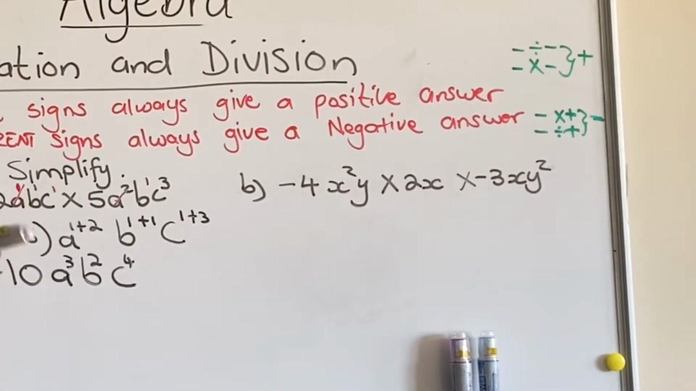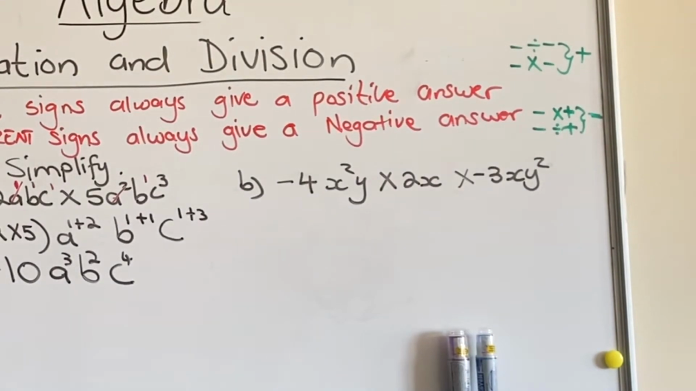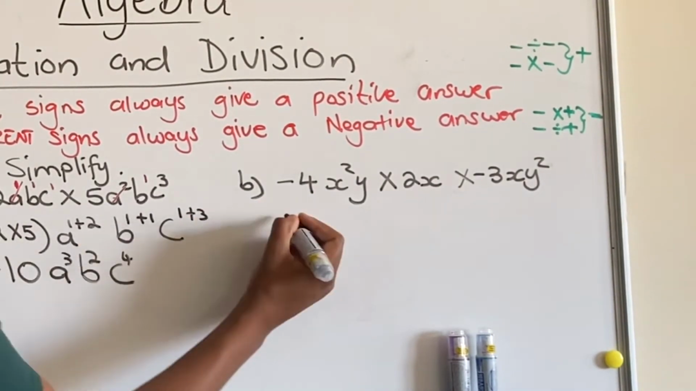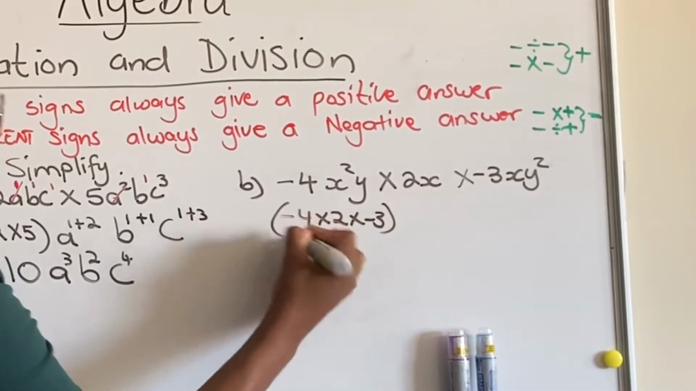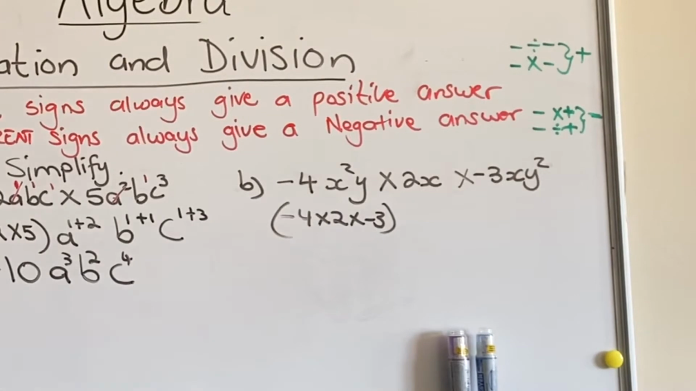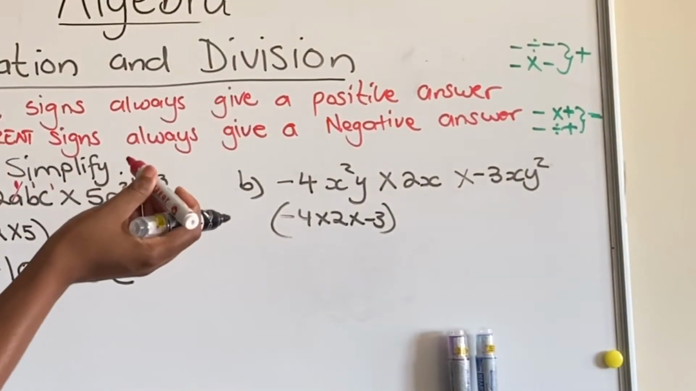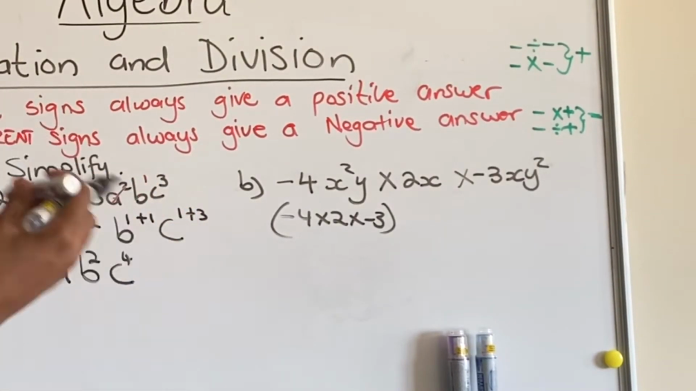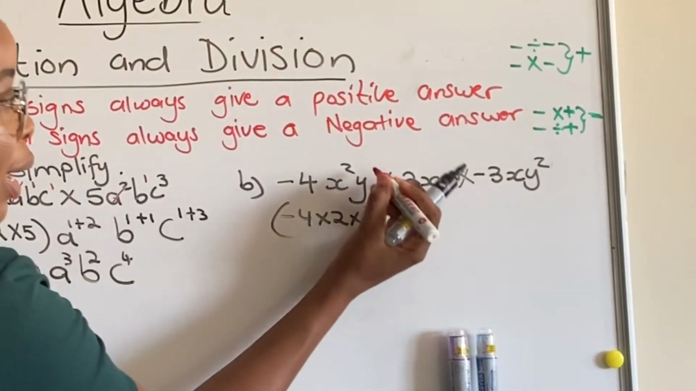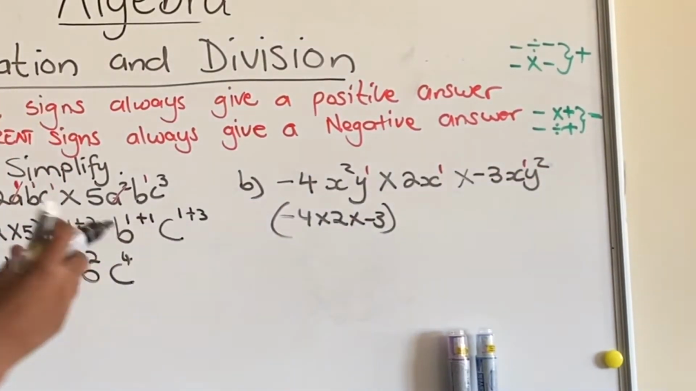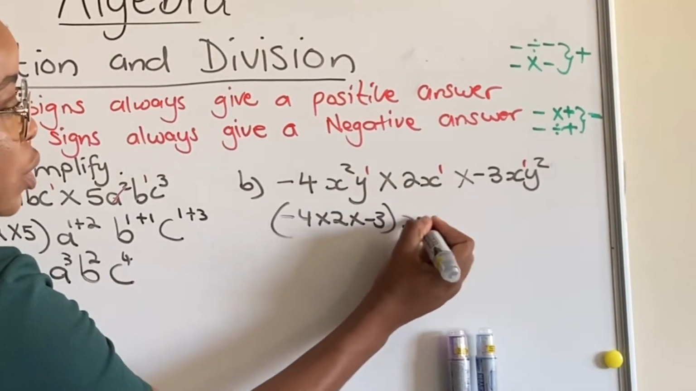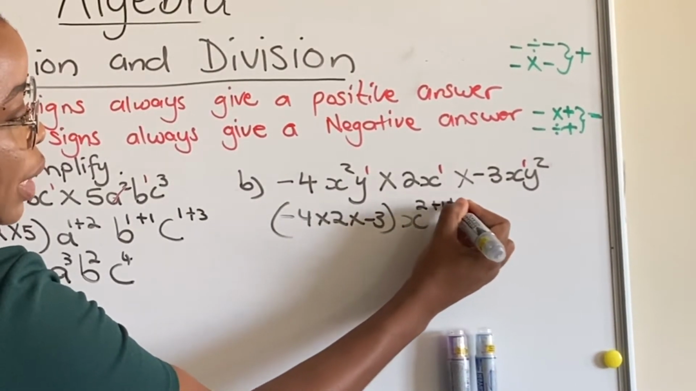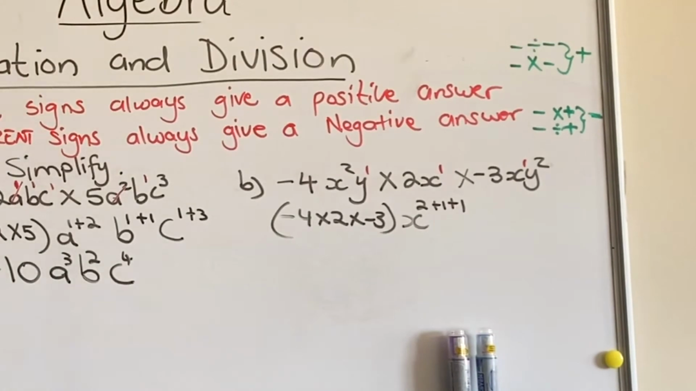Moving on to B, we are applying the same theory. Multiply the numbers, so we are going to say negative 4 times 2 times negative 3. That's what we were told. Then we add the powers of the same base. Before we get to the powers, we want to remind ourselves of the fact that we said when the variable is not powered to anything, it's to the power 1. Then what we are going to get is x to the power of 2 plus 1 plus 1. Remember, we are adding all the powers of the same variable.